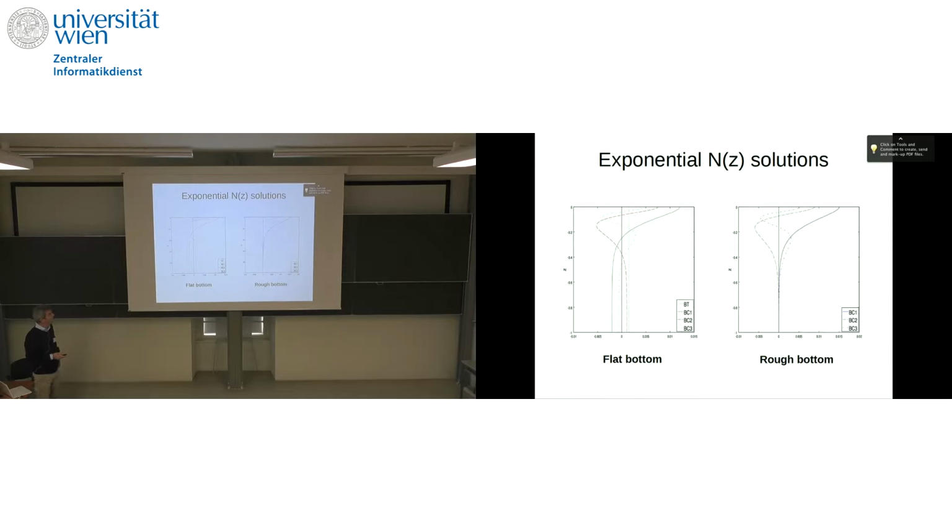All right, when you do this, so this is an example of the calculation with an exponential stratification. When you have a flat bottom, there's the barotropic mode, the first baroclinic mode, second baroclinic mode. When you switch to this rough bottom condition, two things happen. The baroclinic modes, instead of having a non-zero value at the bottom, they have zero value, okay, because they have no flow. So this is the first baroclinic mode. It just decreases from the surface and goes to zero. Second baroclinic mode crosses zero and then goes down, and then the third and so forth.